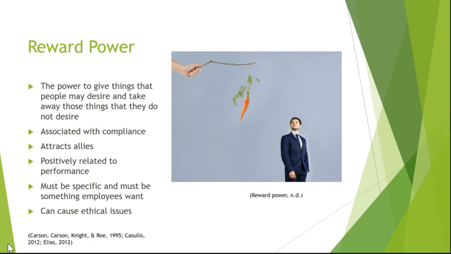Reward power is employed when a leader or power holder promises to give some form of compensation that is desired by the employee in exchange for compliance. The reward can be monetary, time-related, or some other perk that the employee wants. Reward power is seemingly a positive way to do business, and in some cases it is very effective. However, as stated, it is associated with compliance and is more apt to win actions than to win hearts and minds. It does attract allies mainly because they wish to receive the rewards from the leader. It is positively related to performance.